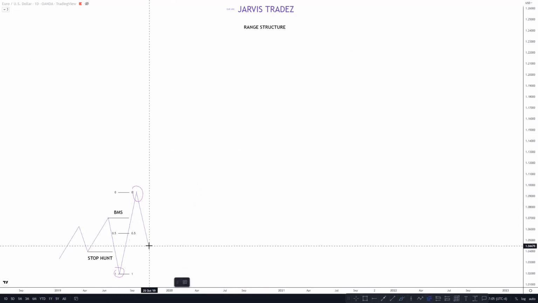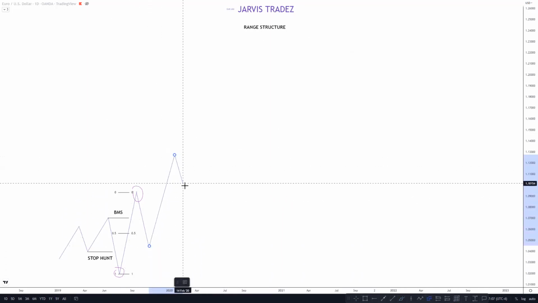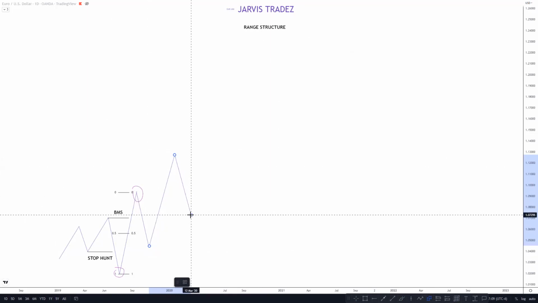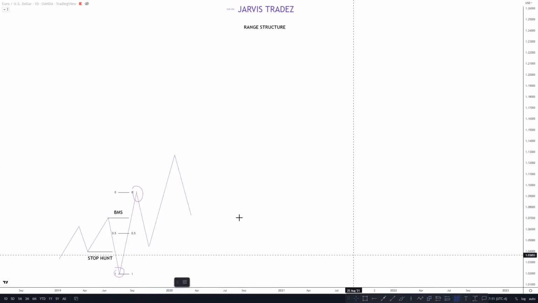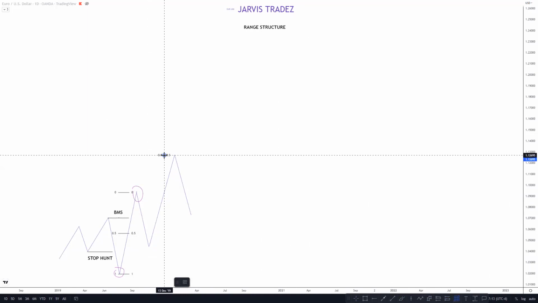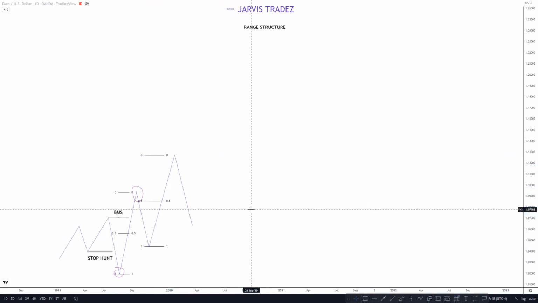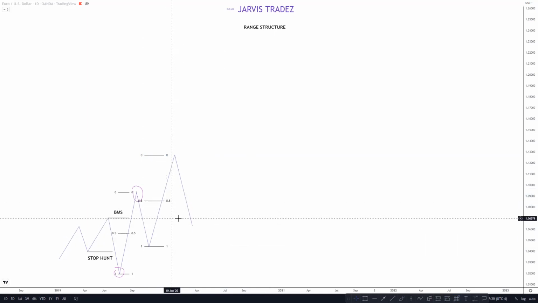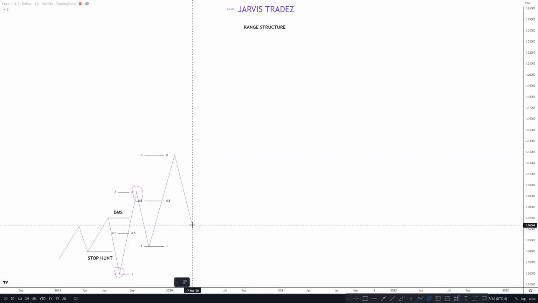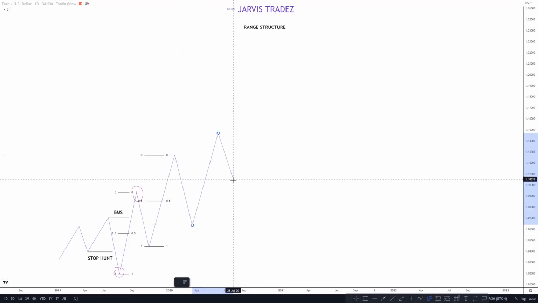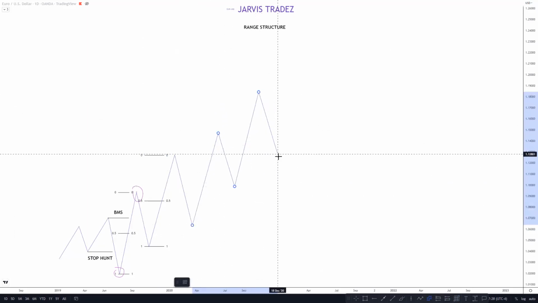After that, price makes another higher high, another higher low. So the same thing again you will do. You will mark the swing high and swing low and look for buys at a discount level below 50%. The same thing here: price makes another higher high, another higher low, another higher high, another higher low.